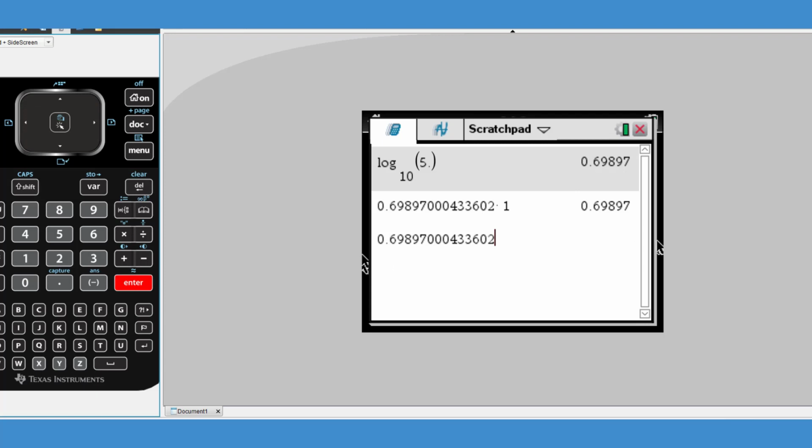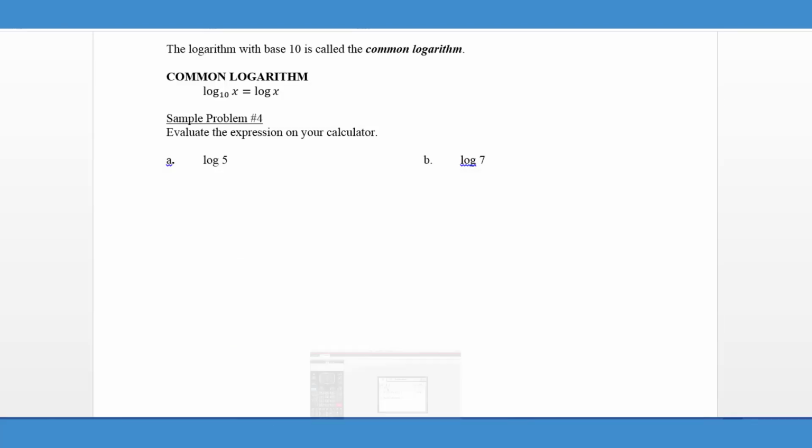Now let me bring your attention back up to our original log. Do you remember we skipped the base? We didn't even put a 10 in there, but after we hit the calculation, it automatically put the base 10 for us because it was understood by the calculator. So just a handful of calculator tricks there for you. All right, so log 5 is approximately 0.69897, and then for 7, log 7, that's approximately 0.84509. All right, that's a good start on logs.